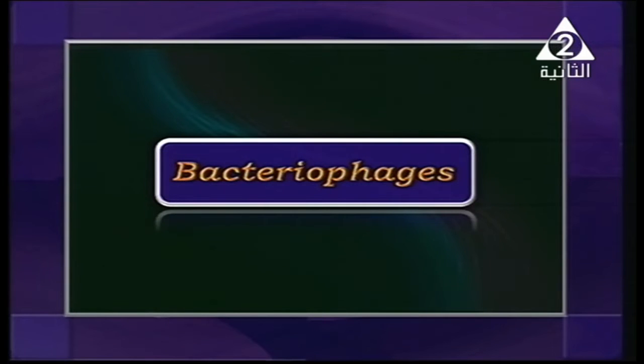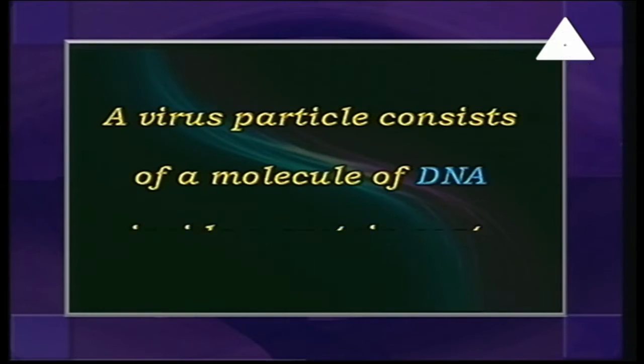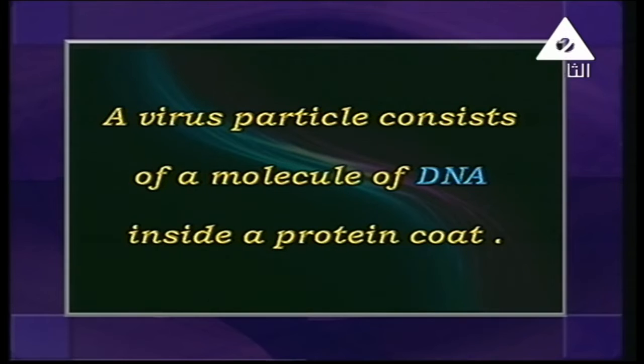Bacteriophages. In the last episode, we got some information and we discussed the experiments that give us clear-cut evidence that the DNA is the genetic material. We also discussed bacteriophages, and we said what does bacteriophage mean? It's a type of virus that has the ability to infect a bacterial cell. So it's a type of virus particle that consists of a molecule of DNA covered, enveloped by a protein coat, as we mentioned in the last episode.